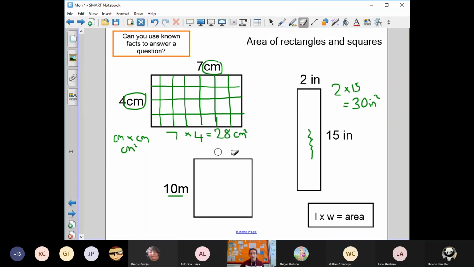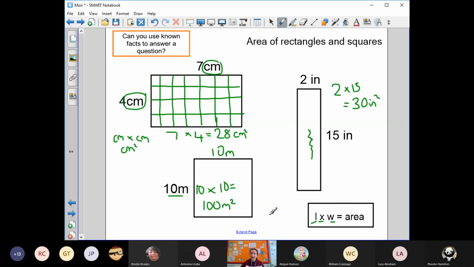Okay, so I've got to do 10 times 10. No, not 20. I'm not adding them. Remember, you're doing length times width. So the length is 10 times by the width, which is also 10. So I'm doing 10 times 10. So what would 10 times 10 be? Good, 100. So it'll be 100, and then I'm doing meters times by meters, so it'll be meters squared, 100 meters squared.